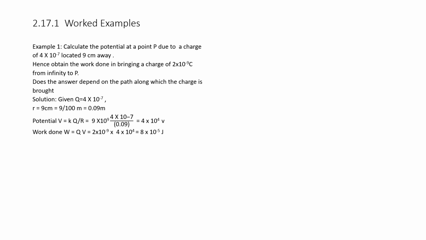Work done. Work done is given by Q into V, that is equal to 2 into 10 to the power of minus 9 into 4 into 10 to the power of 4, that is equal to 8 into 10 to the power of minus 5 joules. The value of Q is 2 into 10 to the power of minus 9, this is the test charge. We are bringing this charge from infinity, so its value is to be taken as 2 into 10 to the power of minus 9 into 4 into 10 to the power of 4. It becomes 8 into 10 to the power of minus 5 joules.